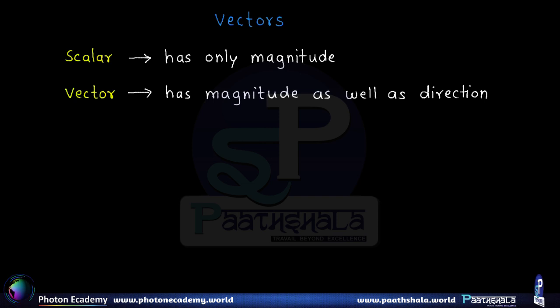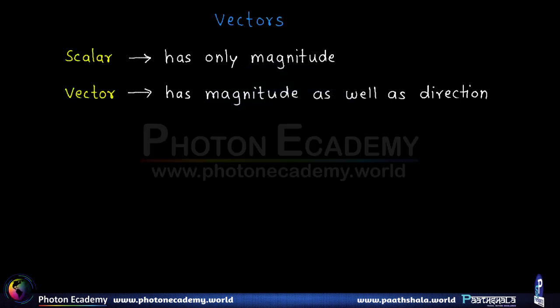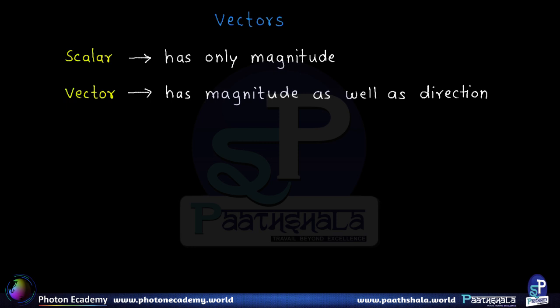Let us begin with the topic of vectors. Now here we have to understand two fundamental terminologies, that is scalar and vector. Now what is a scalar? Scalar is that quantity which has only magnitude. So in other words, it is sufficient to specify only magnitude to describe a scalar quantity, whereas a vector is that quantity which has magnitude as well as direction. So that means we need both magnitude and the direction to fully describe a vector quantity.